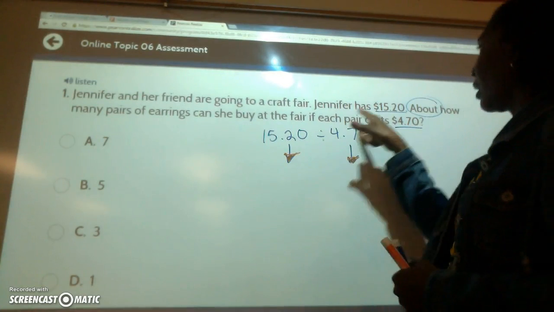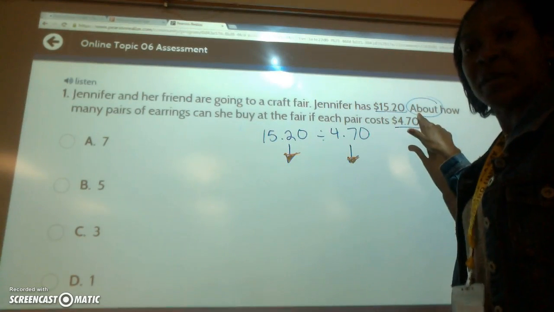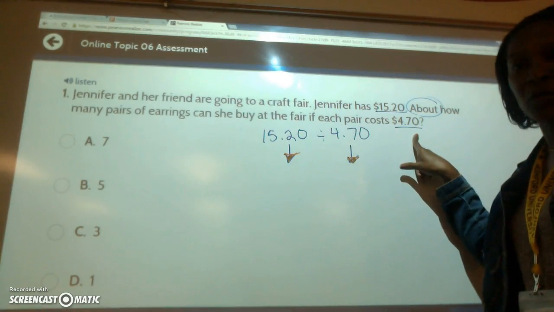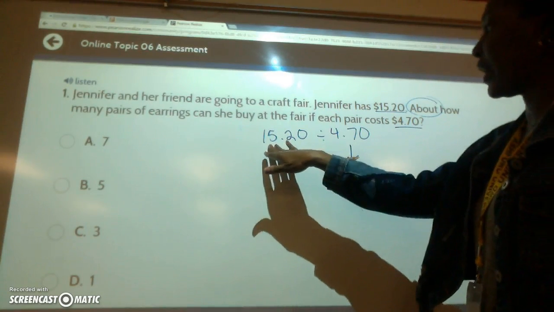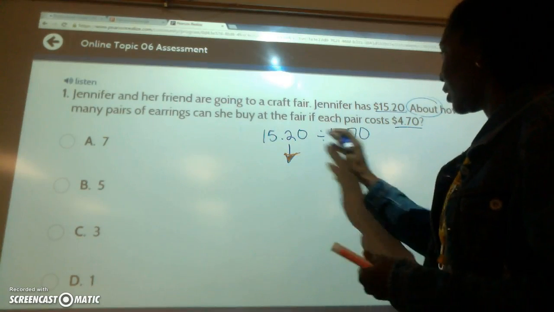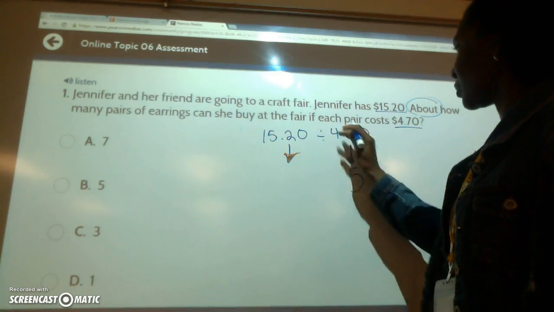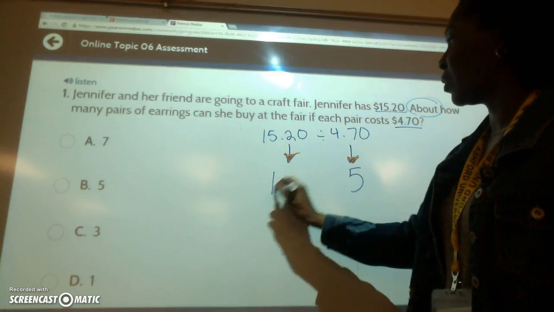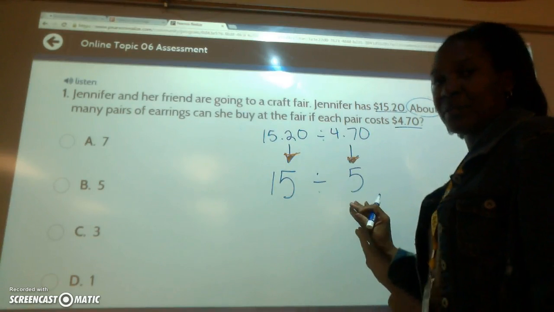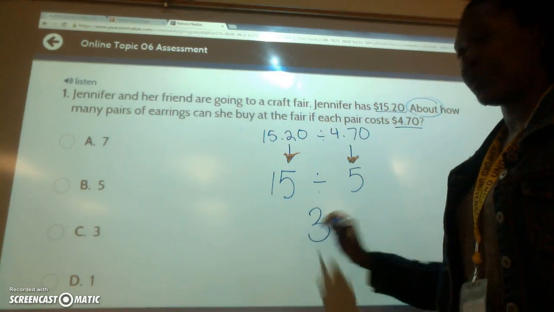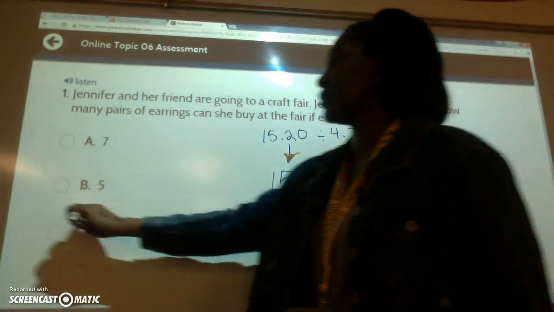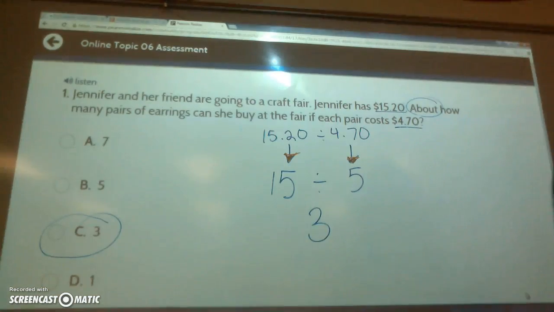All right, Jennifer had $15.20. We're talking about estimating, about. And it said each pair was $4.70. So we wrote it down. We're doing estimation, so we're going to use our compatible numbers. 4.70 is about 5. We would use 15 divided by 5, which is 3. So your answer is C, 3. Next one.